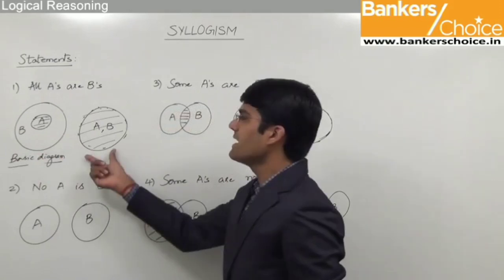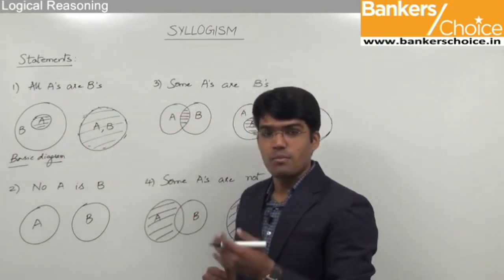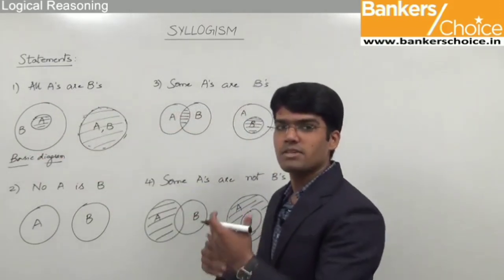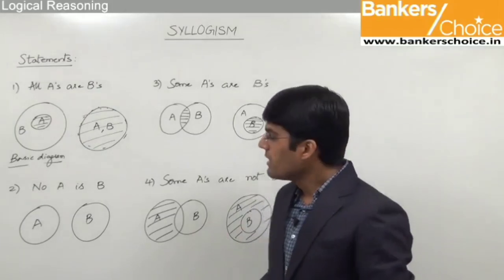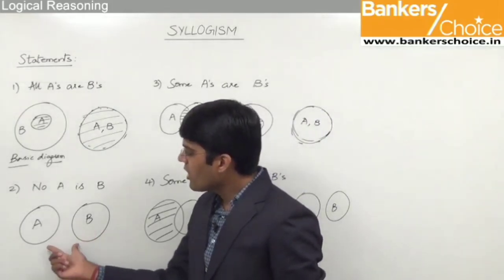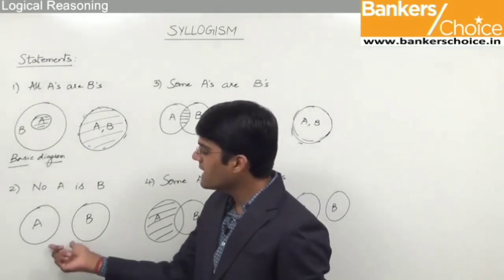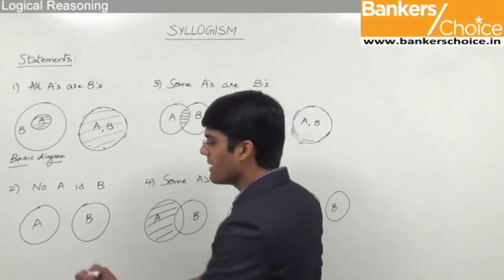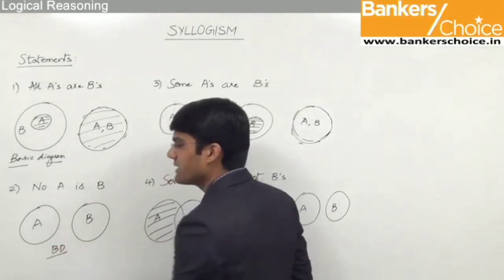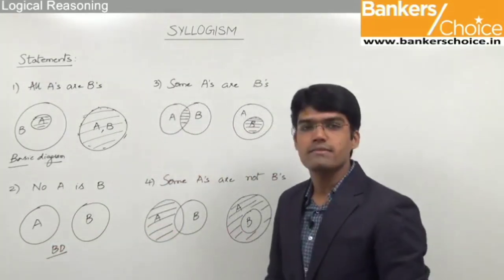And this is the second possible diagram for the statement. So basic diagram is nothing but the diagram which has got minimum overlapping. Moving on to the second statement, we have got only one diagram, and here we find that there is no overlapping. So this itself becomes the basic diagram for the second statement, that is no A is B.